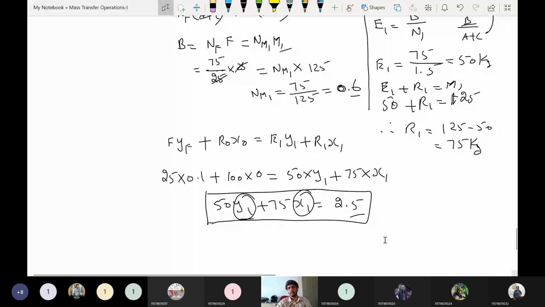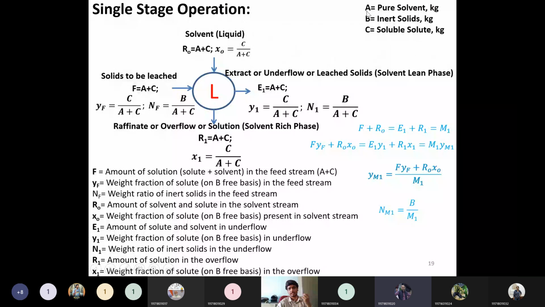Whenever somebody says inert solids or insoluble solids, the notation that should come to your mind is B. Whenever they say pure solvent, the notation is A. Whenever they say soluble solute or oil, you have to come up with C. So these notation schemes are very important. If you have this notation scheme handy, then you can apply this formula easily. Otherwise, these formulas are not valid. When you define your own notation scheme, it is up to you.